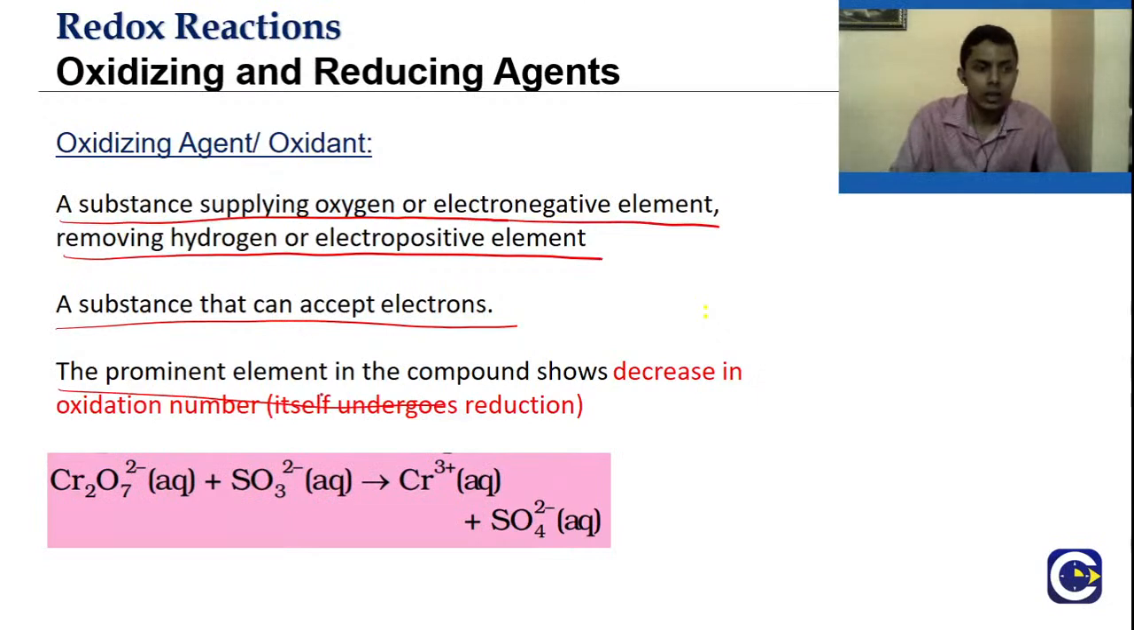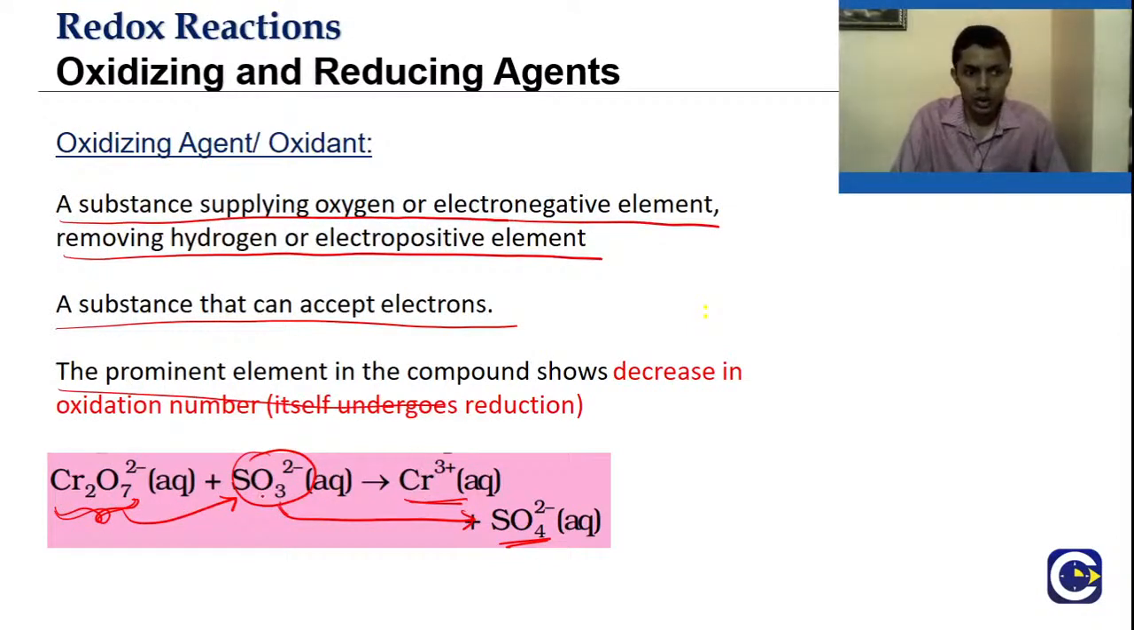So dichromate ion reacting with SO3 2 minus will give Cr3 plus and SO4 2 minus. In this case, if you observe, Cr2O7 2 minus is supplying oxygen to the sulfite ion to form sulfate ion. Clear? So one oxygen is getting added. Meanwhile, chromium is getting reduced to Cr3 plus.